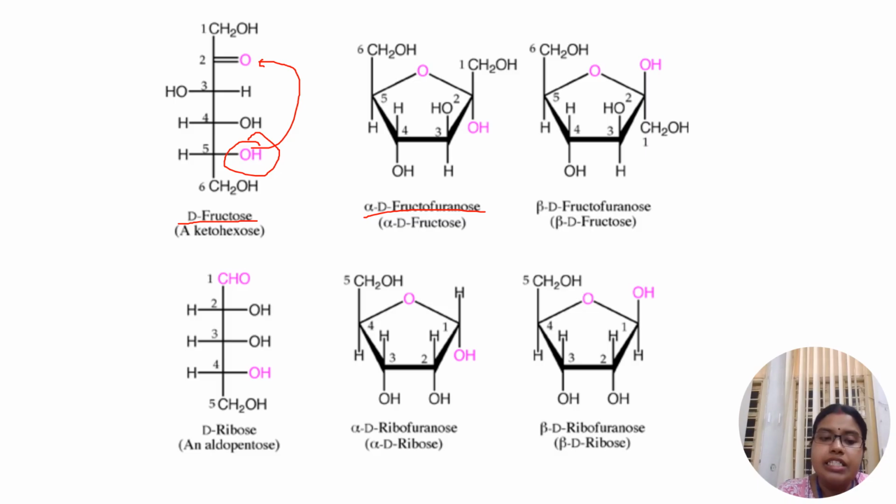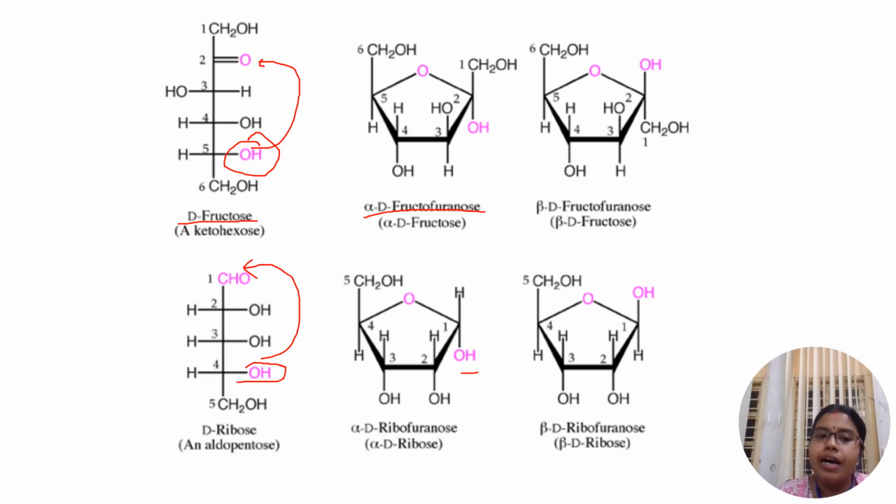Similarly, in the case of ribose, that is the aldopentose, the furanose structure will again form. The C4 hydroxyl group will attack the C1 aldehyde group, and then this furanose molecule will appear. If the OH is downward, then it is the alpha D-ribofuranose, and if the OH is upward, it is the beta D-ribofuranose. Similarly, other aldopentose and ketohexose structures can be generated like this.